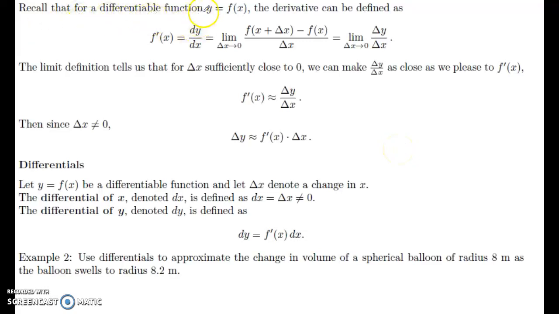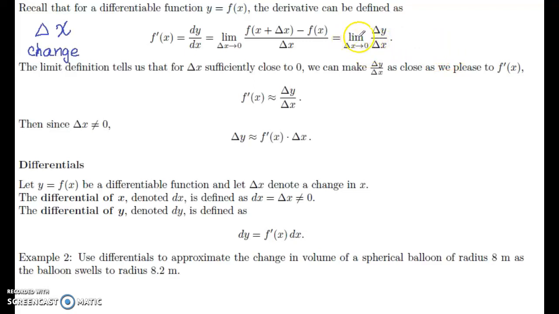Recall that for a differentiable function y equals f of x, the derivative is defined as f prime of x, which is the same as dy over dx, is the limit as delta x goes to 0 of f of x plus delta x minus f of x, all over delta x. Delta x means the change in x, just like x minus c in this sense.